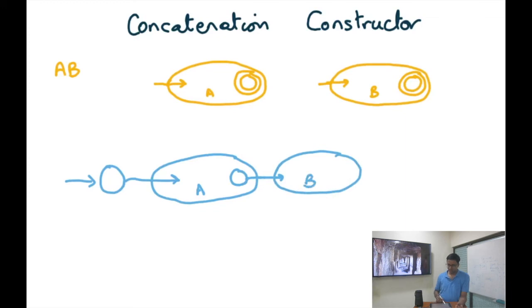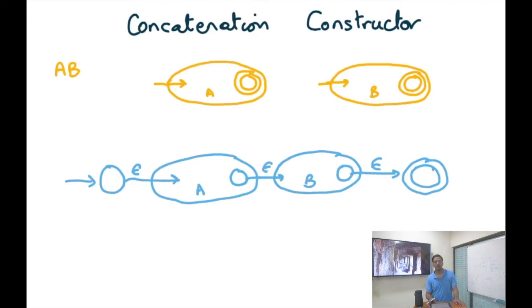which means that the string is accepted if the first part of it is accepted by A, and then with an epsilon transition, but by the way, these are epsilon transitions, we enter the automaton B, and then the rest of the string is accepted by B, and then we make an epsilon transition to our own final state. And this would be the NFA for the regular expression AB, given the NFAs for individual regular expressions A and B.